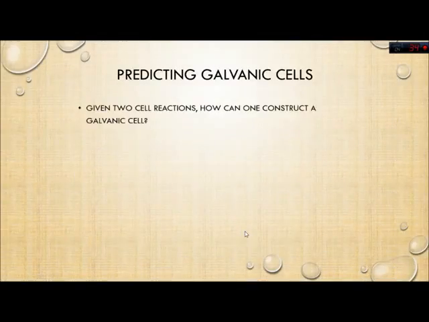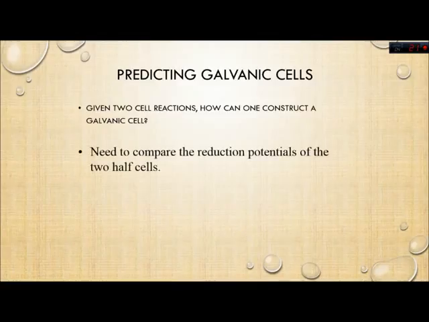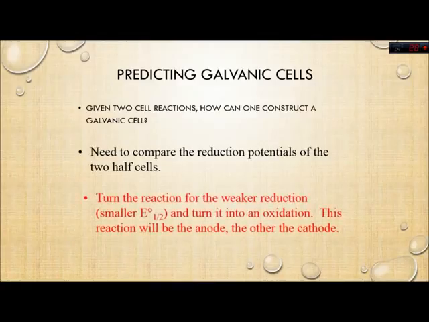So now, how do we predict galvanic cells? Given two cell reactions, how can one construct a galvanic cell out of them? We need to compare the reduction potentials of the two half cells, then turn the reaction with the weaker reduction potential, meaning the smaller or negative EMF value, into an oxidation, that is, make it positive. This reaction will be the anode and the other will be the cathode.